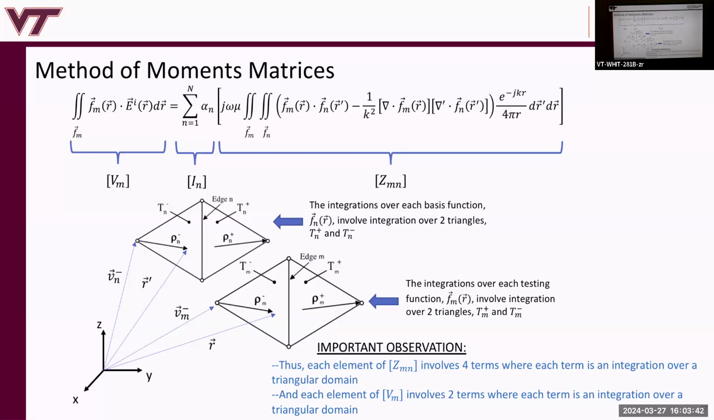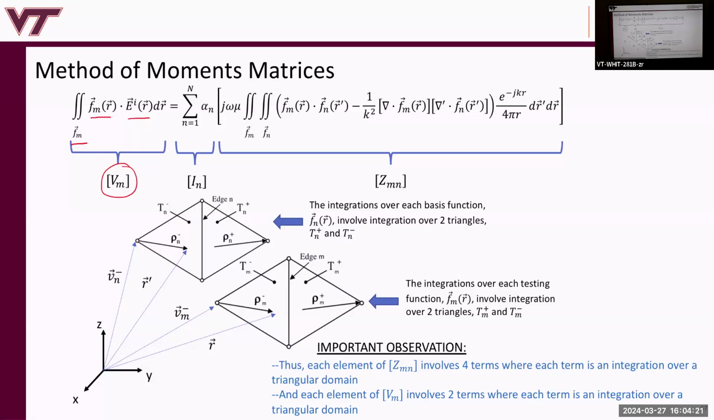We derived this integral equation, which has a couple of parts here. We have the voltage vector Vm, which is found by taking the dot product of the testing function with the incident electric field and integrating over the domain of the testing function, right? What is the domain of the testing function? The two triangles. So this integral here, whenever it has Fm vector as the limit, that really means that there are two integrations to do. Two integrations over triangular domains. So this Fm will break into two integrals, one over Tm minus and the other over Tm plus, and you add them together. All right?